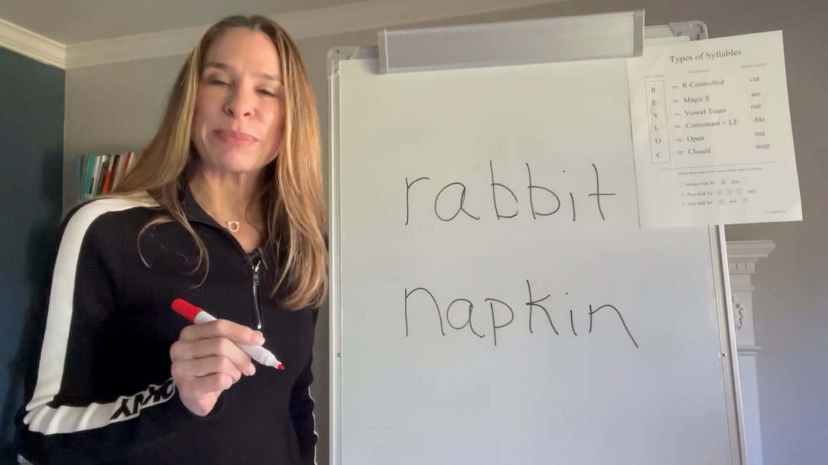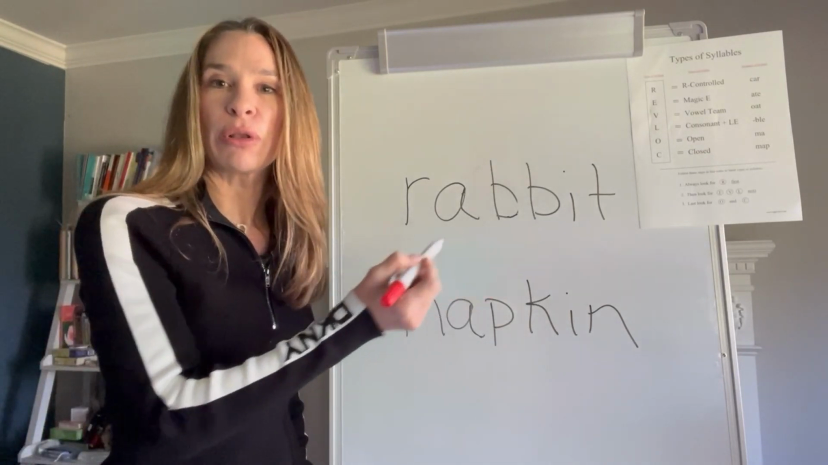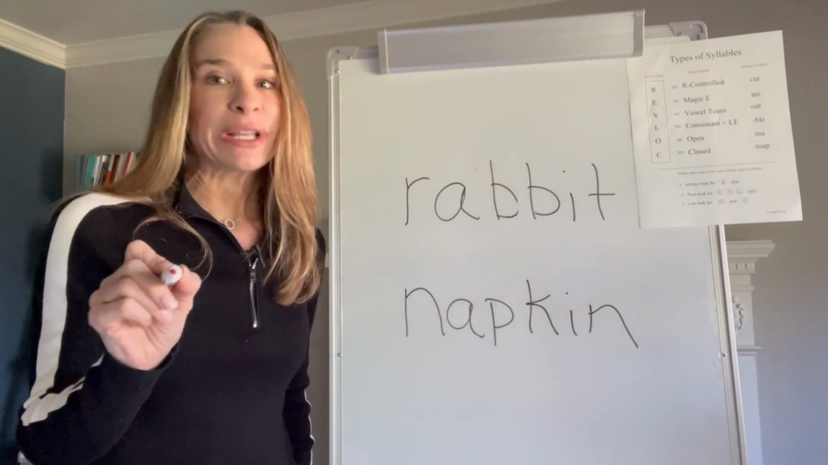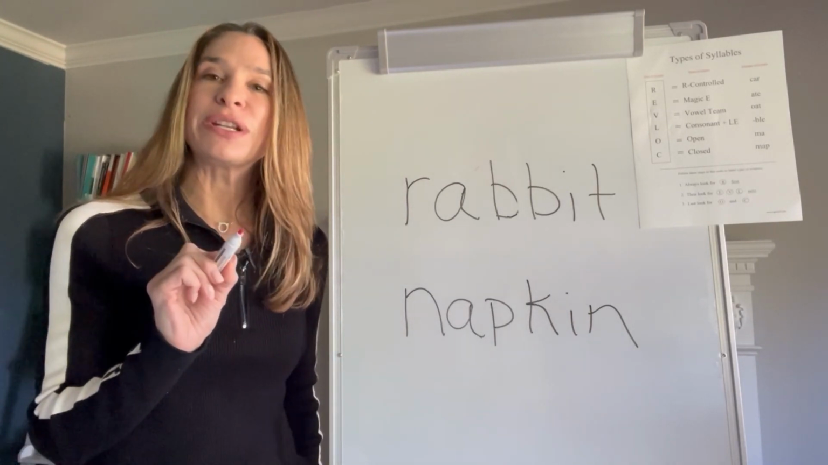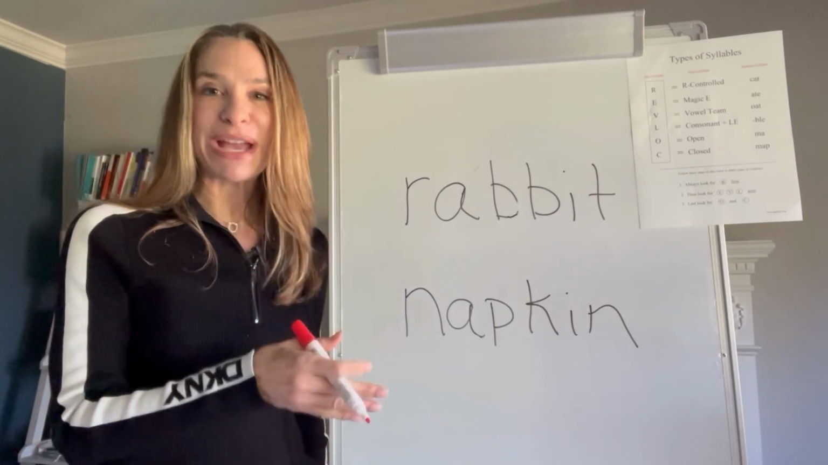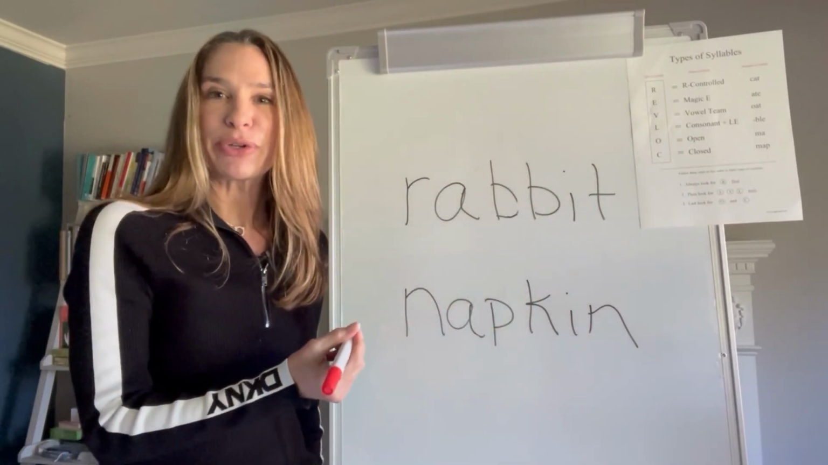Let's go through the steps for dividing a VCCV rabbit word, where we get two closed syllables. Your student does need to know what a vowel and consonant are now, and they do need to know what a syllable is. But you've already taught them closed syllables and magic E syllables based on our Revlock by now, so they should be familiar.